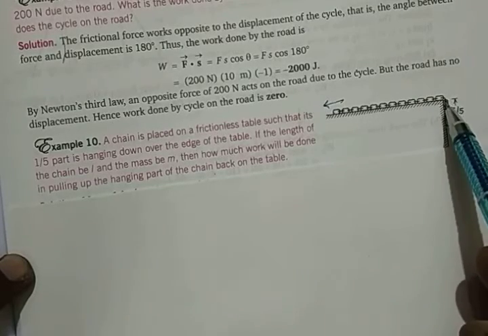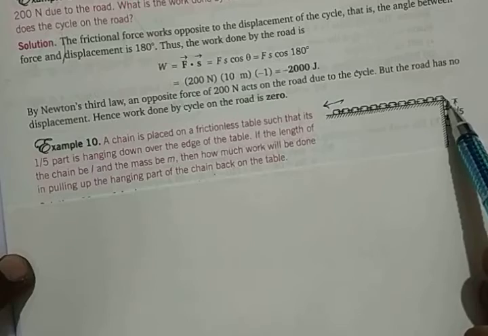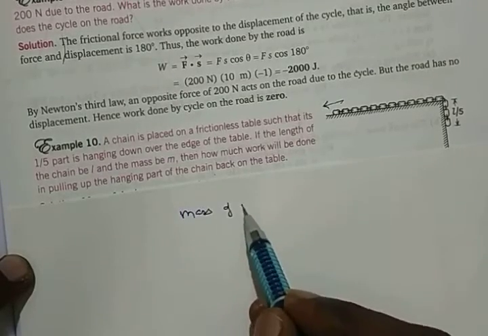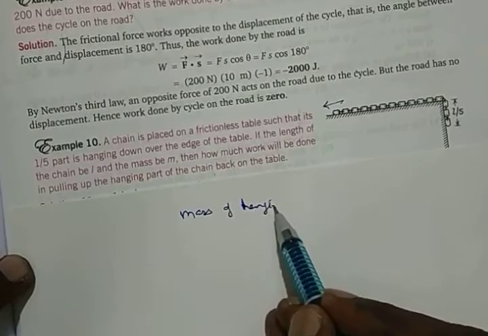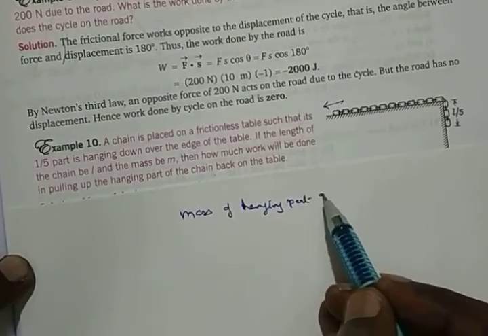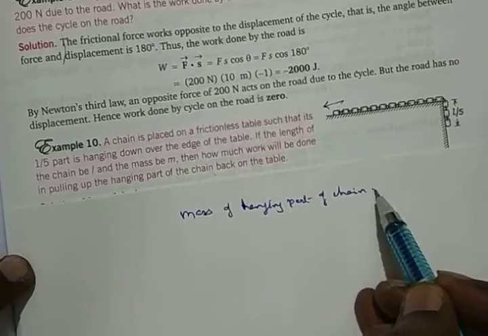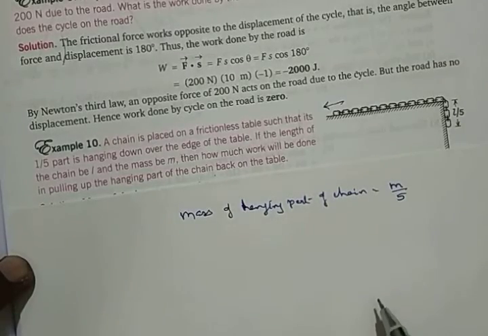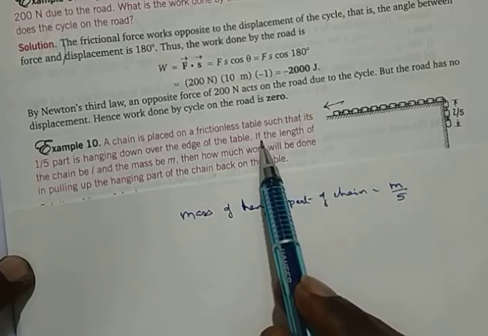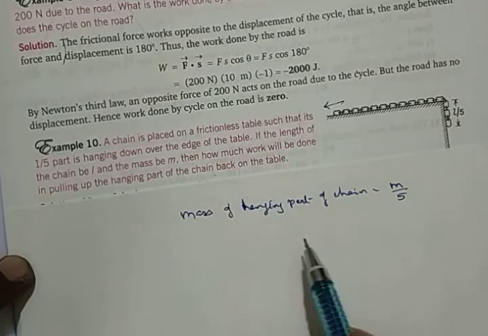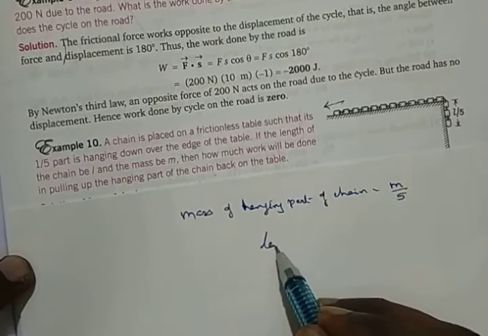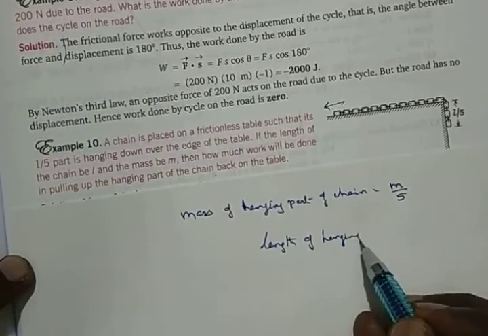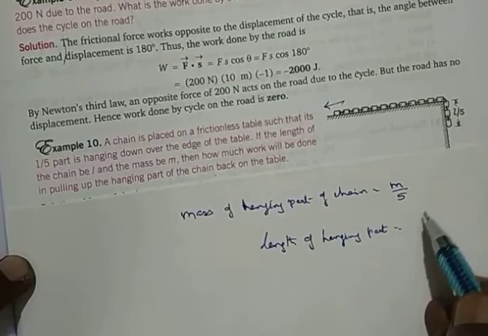So what is the value here? This is the hanging part. This hanging part mass we need to find out. Mass of hanging part of chain is going to be equal to M by 5, because 1/5 is only hanging down, right? And length is L. Length of hanging part is already given here as L by 5.